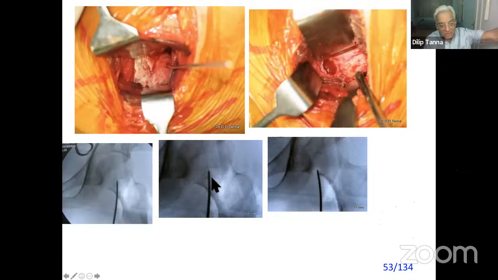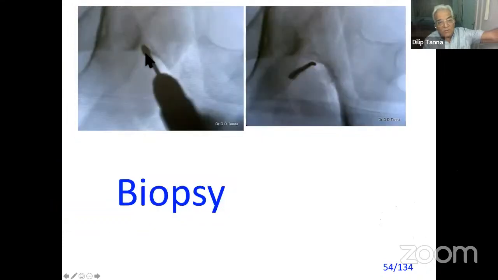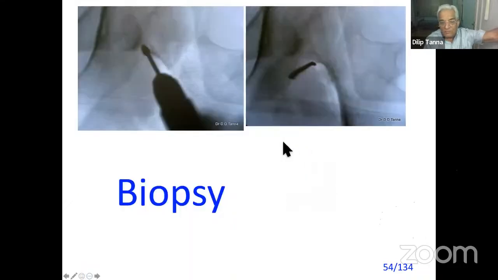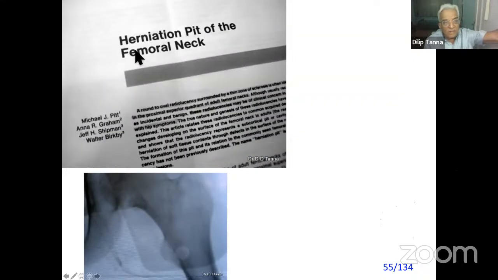You can see very well, I curetted it out, and I grafted it with artificial bone. The whole thing was curetted out. A biopsy was taken, and this biopsy was reported by one of the senior-most and most respected histopathologists, Dr. Borges, and she sent me this with the literature.